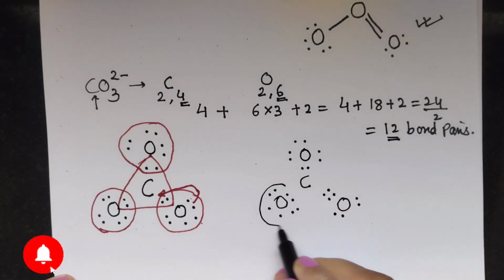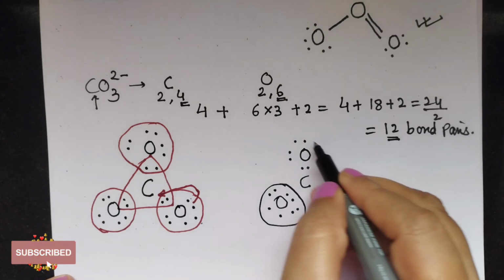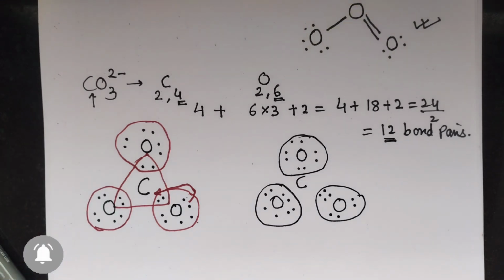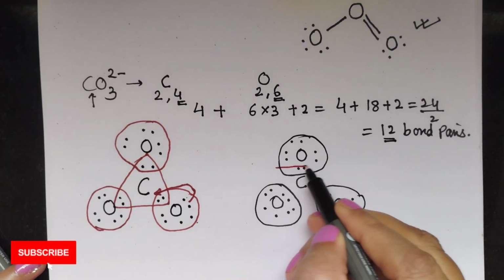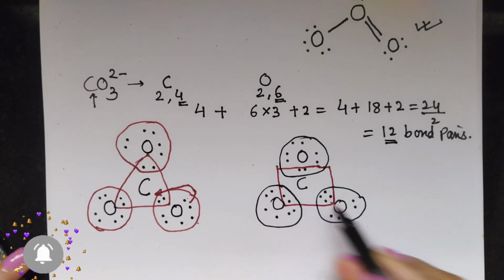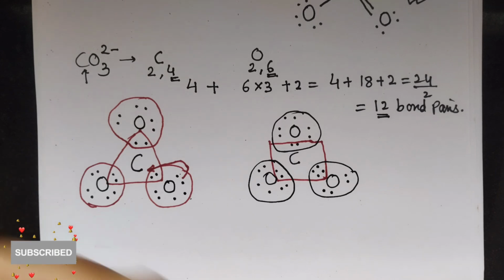If I check now, this is 8. This is also 8. This is 8. Now let us try for carbon. So carbon will be this 2 and this 4 and this 2. Now carbon is also completing 8 electrons. So what will be the structure, student?